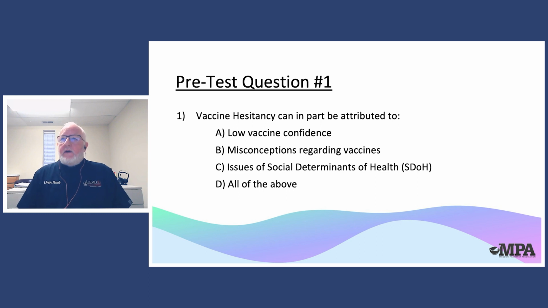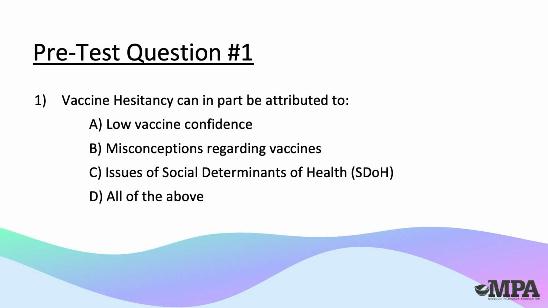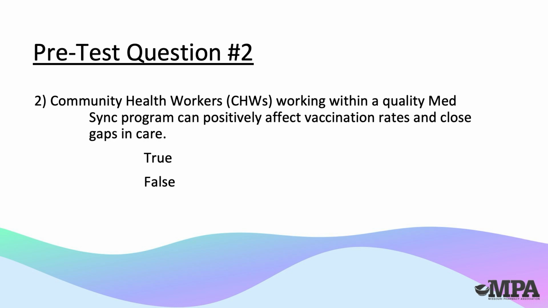I'm going to run through a few pre-test questions. We put 4 of them together, the first of which is: vaccine hesitancy can in part be attributed to low vaccine confidence, misconceptions regarding vaccines, issues of social determinants of health, or all of the above. Our question number 2 is: community health workers, CHWs, working within a quality med-sync program can positively affect vaccination rates and close gaps in care? True or false?